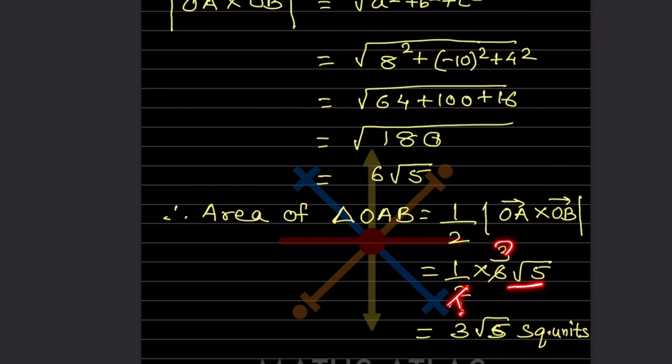So 2 1s are, 2 3s are. So the answer is 3 root 5 square units. Writing the square units is very important. Otherwise, the half mark will be deducted over here.